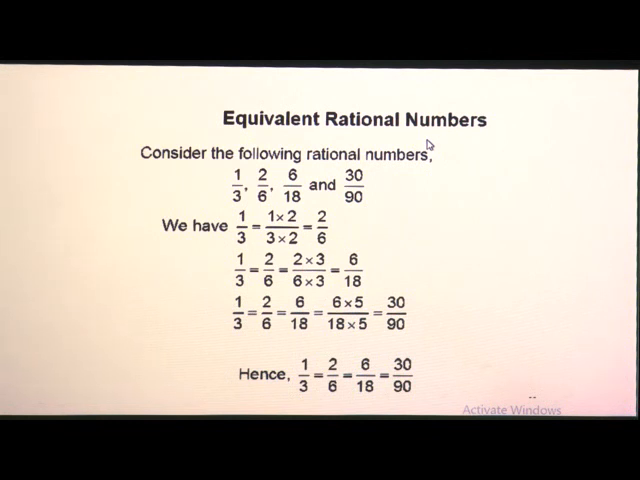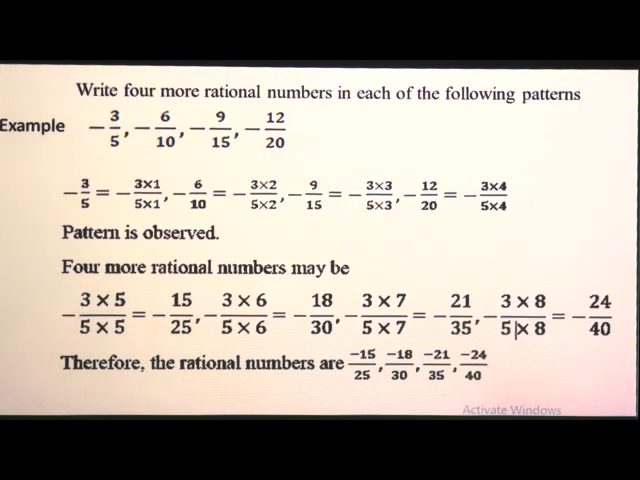If it is equal, then we can say the given rational numbers are equal. If it is not equal, we can say the given rational numbers are not equivalent. Here we will see one more example which is having a negative sign, or we can say negative rational numbers.